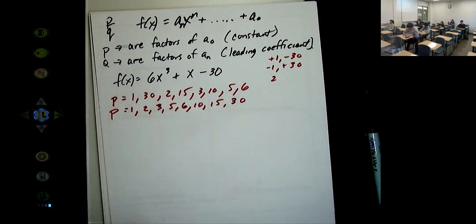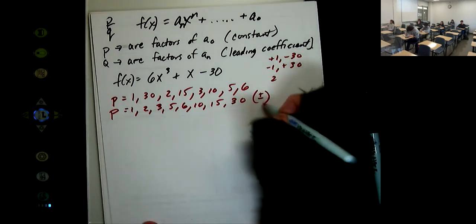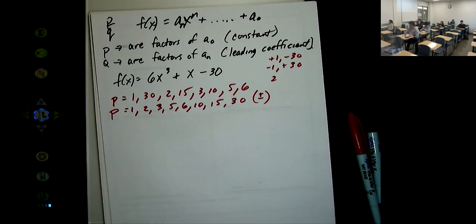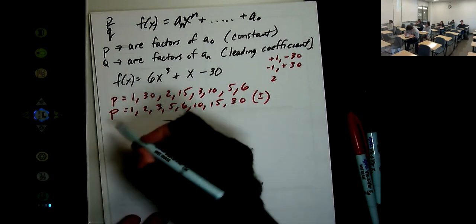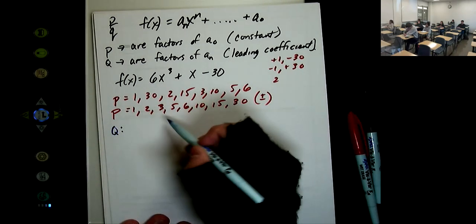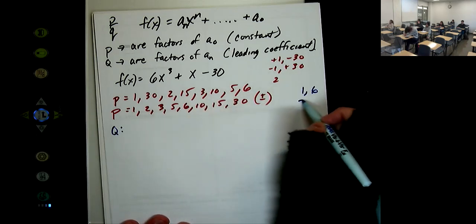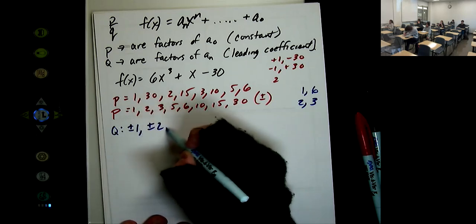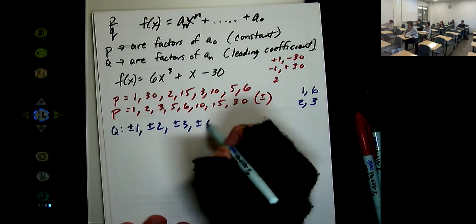These are my P's. And they can all be plus or minus. My Q's are factors of 6. Factors of 6 are 1 and 6 and 2 and 3. So plus or minus 1, plus or minus 2, plus or minus 3, plus or minus 6.